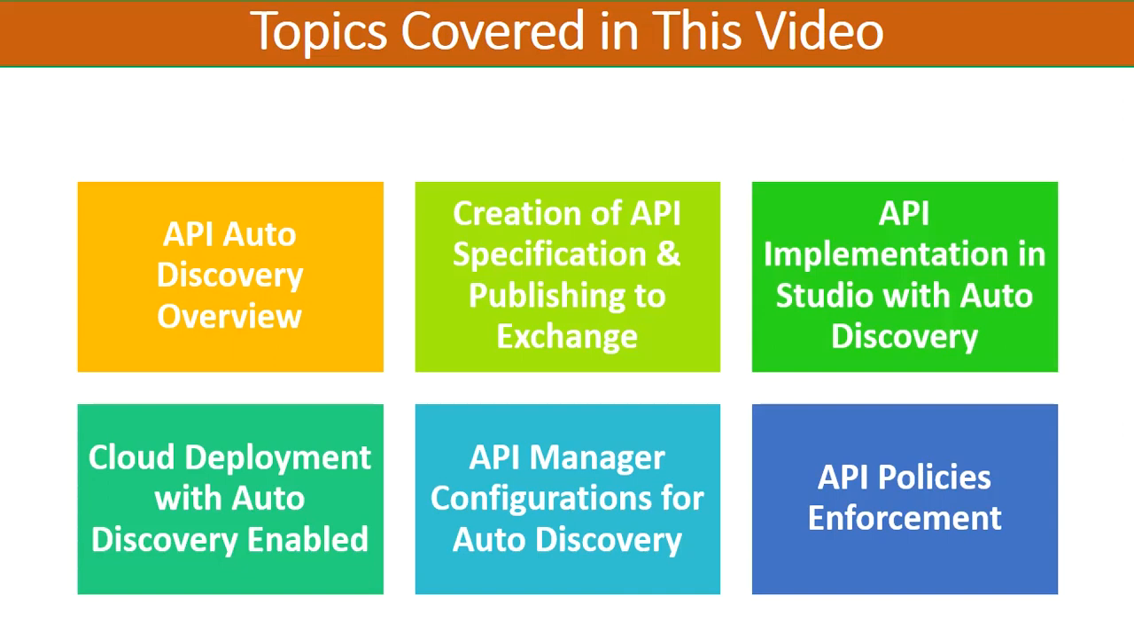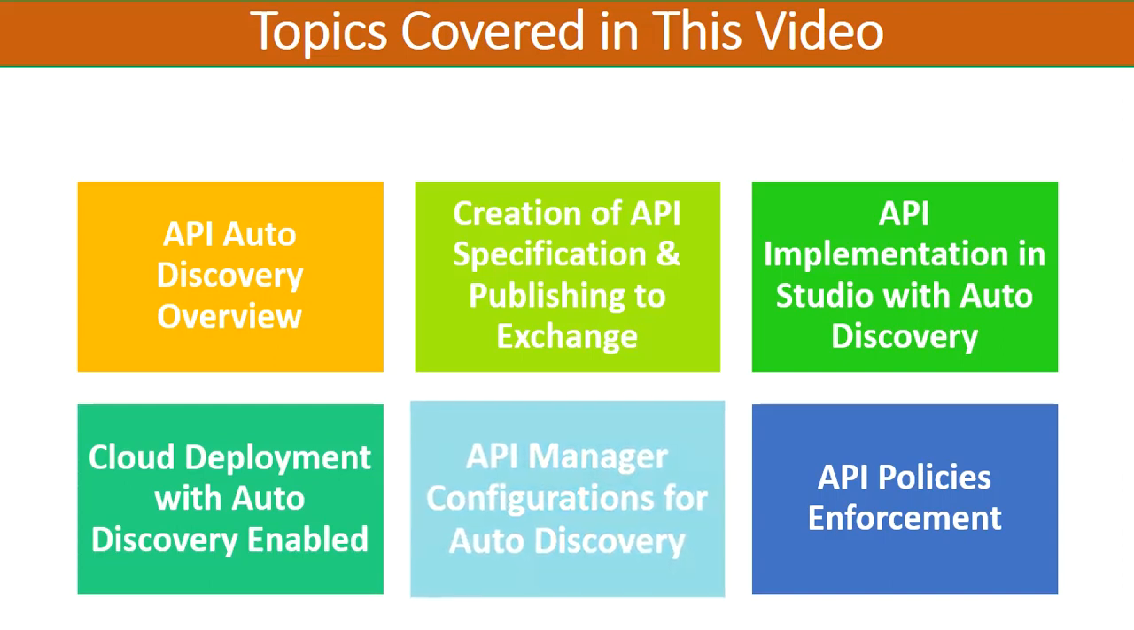And then once we have pushed our API specification to the Exchange, we will do the API implementation in Anypoint Studio, and we will see how we can implement our API business logic. Then we will do the deployment to CloudHub, and we will see how we can do the deployments with API Auto Discovery enabled or disabled. We will see both ways.